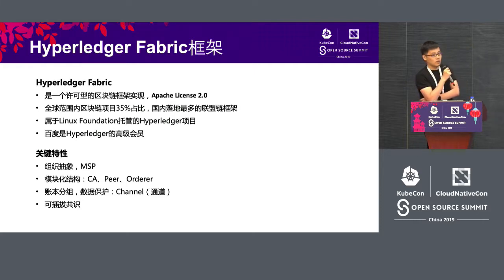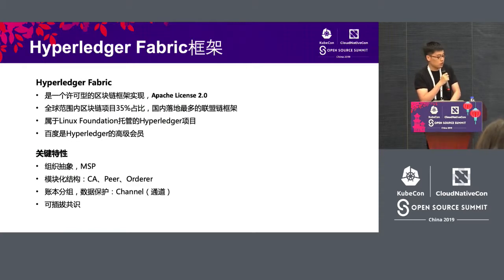I think Fabric is the most popular blockchain architecture. It's also the #1 permissioned blockchain. So this is a subproject of Hyperledger, and Baidu is also a senior member of that. And also, we are looking at Fabric, what can it bring to us. So I've listed several things.